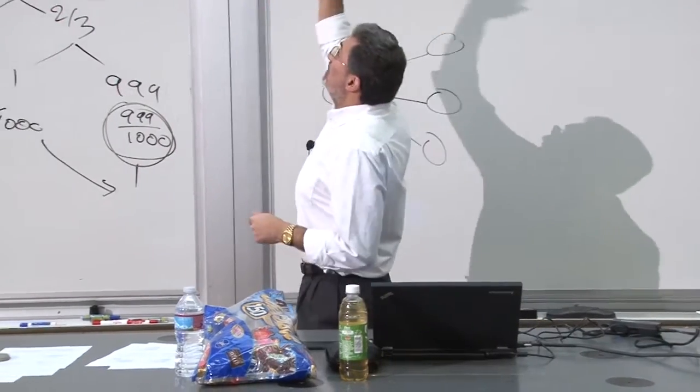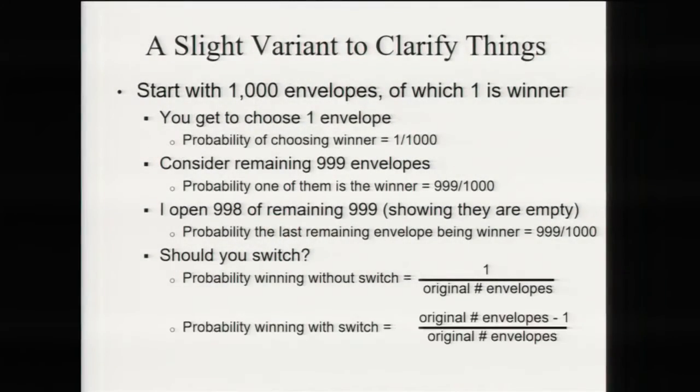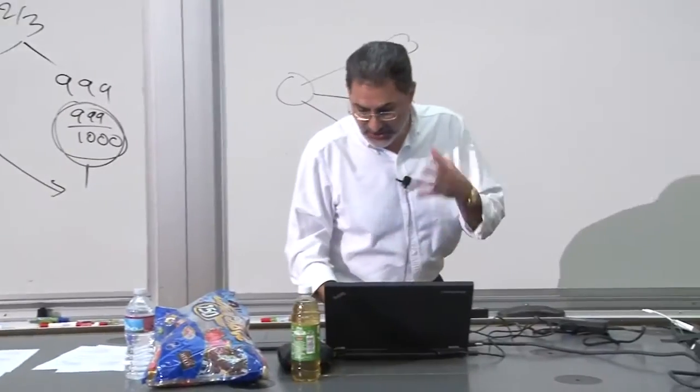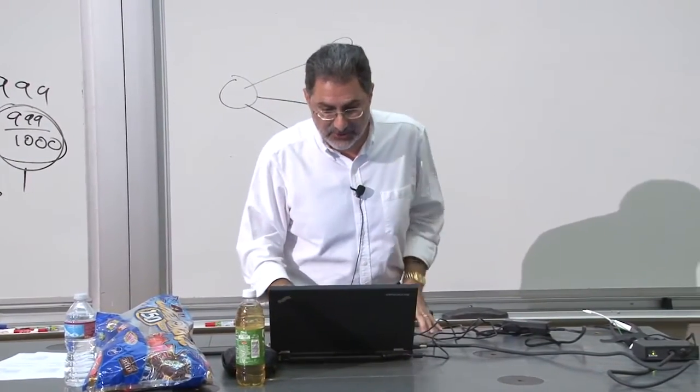So should you switch? The chance of winning is 1 over the number of original envelopes, and if you switch, it's the number of original envelopes minus 1 divided by the total number of envelopes. Okay? And it just turns out in the 1/3, 2/3 case, it's sometimes harder to see that.